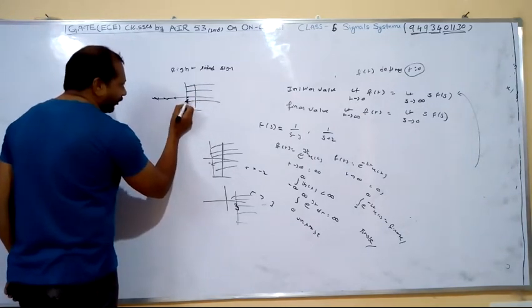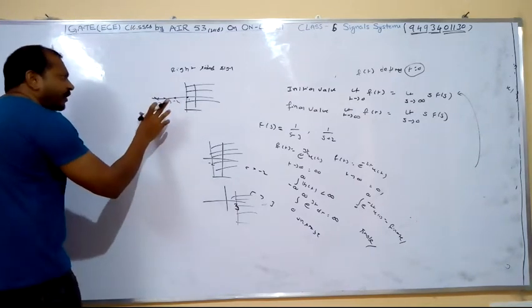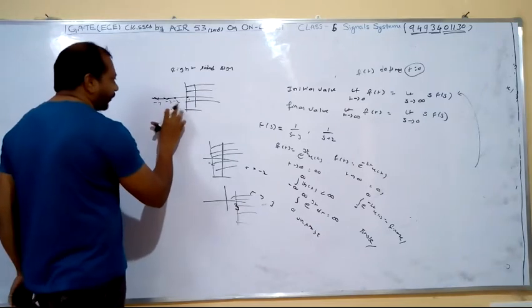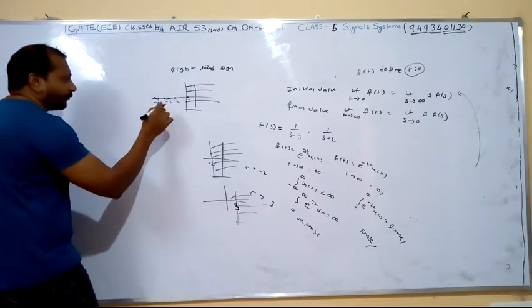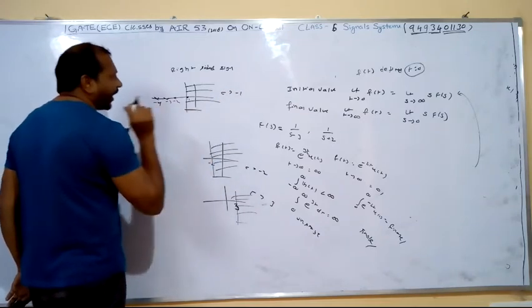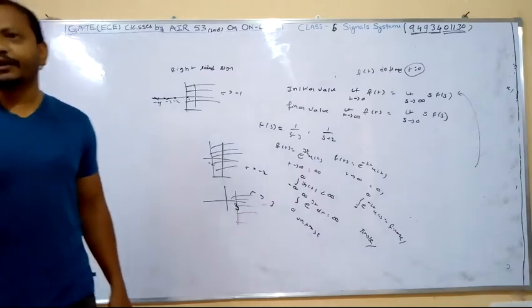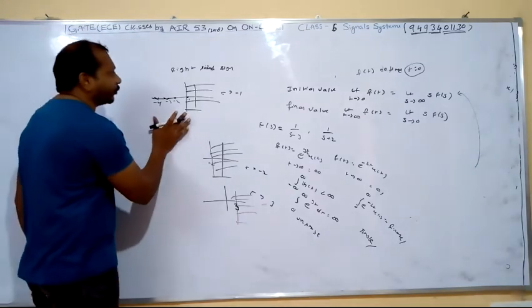The poles are at -1, -2, -3, -4, and the corresponding ROC is on the right side. If the ROC is greater than -1, then only the j omega axis is included in the ROC, and the system is said to be stable.